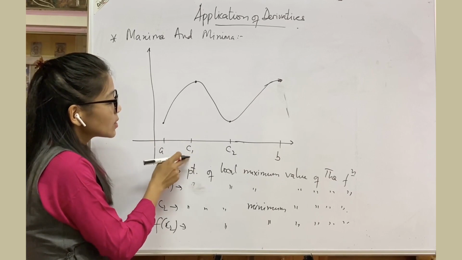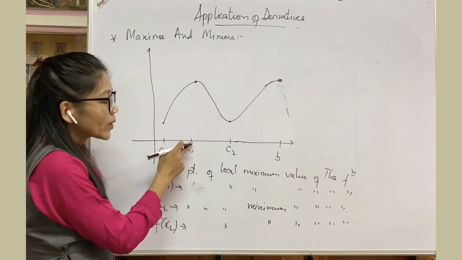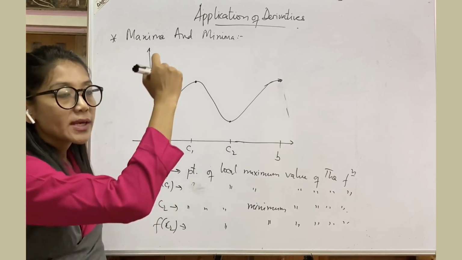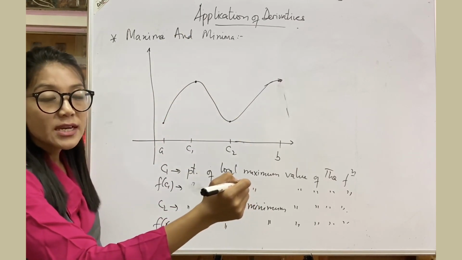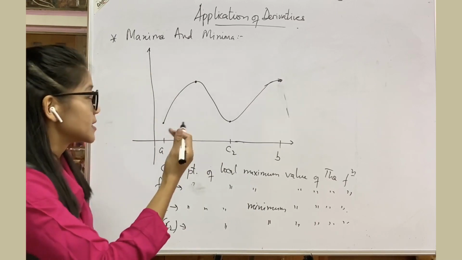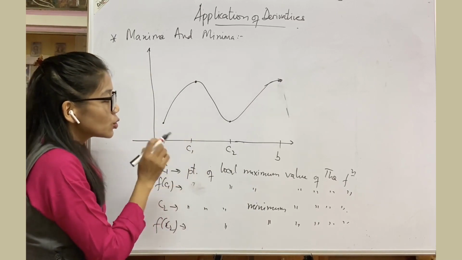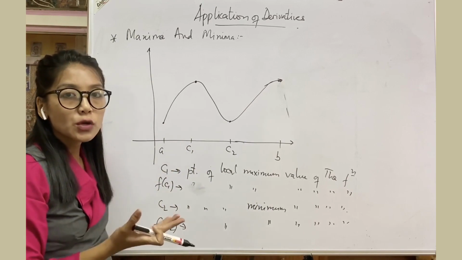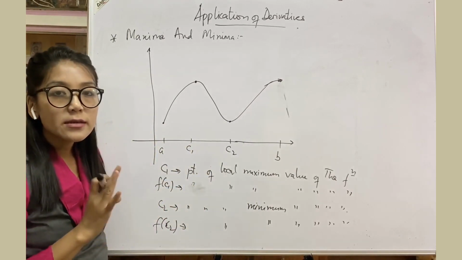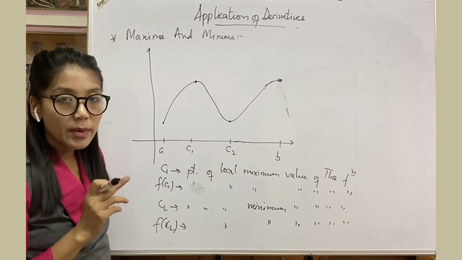Now when I say that C1 is the point of local maxima, whenever you have a point of local maxima, the function should increase and then it should decrease on the right hand side of that point. So this should come to your mind whenever you are seeing that. Whether it's a point of local maxima or local minima, the point will always be a critical point. That is number one you have to remember.